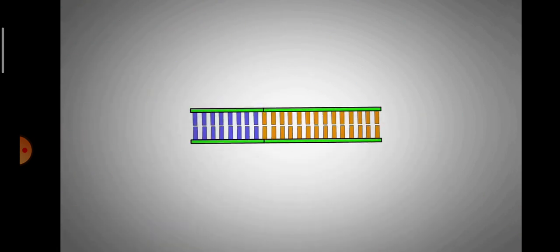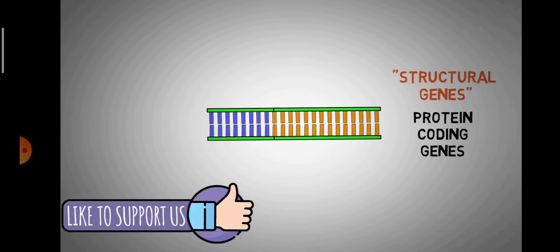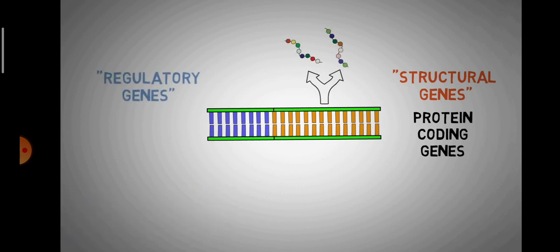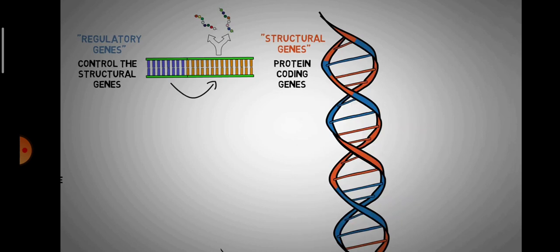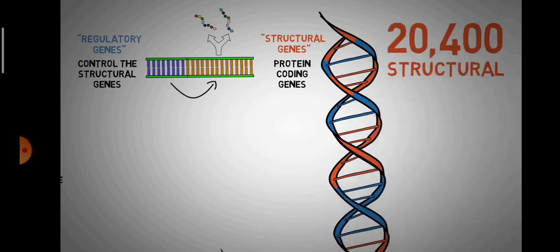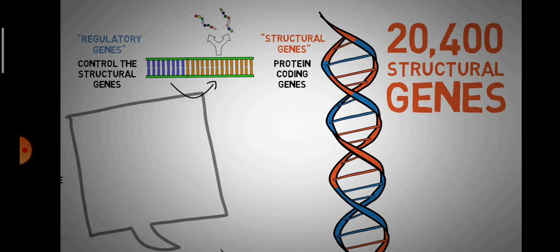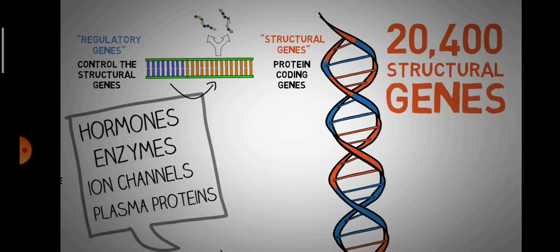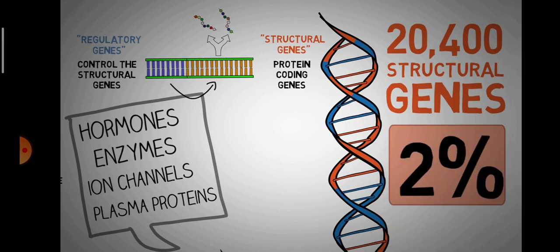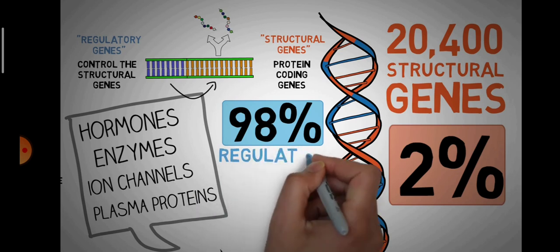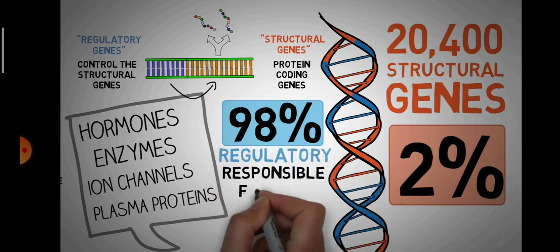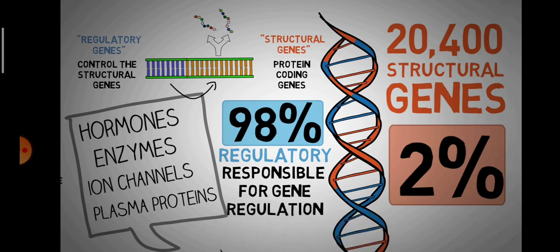In a broad sense, the genes in our DNA can be divided into two main groups: structural genes, which code for proteins, and regulatory genes, which regulate the proteins that are produced by the structural genes. We have about 20,400 structural genes in our DNA that code for the various proteins. But you would be surprised to know that this makes up only about 2% of our DNA. The vast 98% of our DNA does not code for any proteins and is mostly regulatory. This non-coding regulatory DNA is responsible for gene regulation.